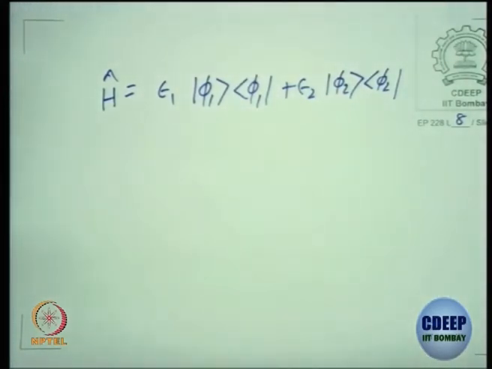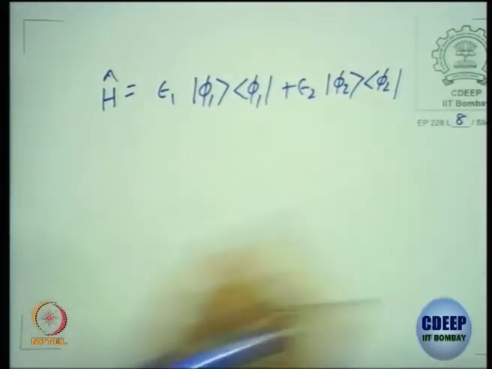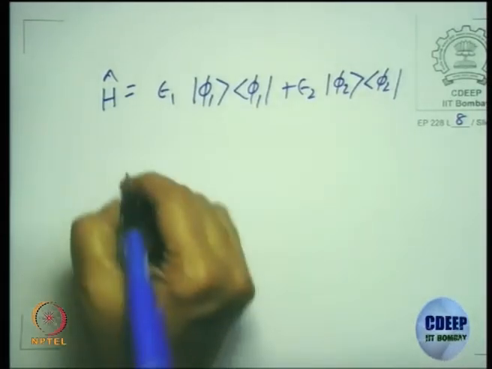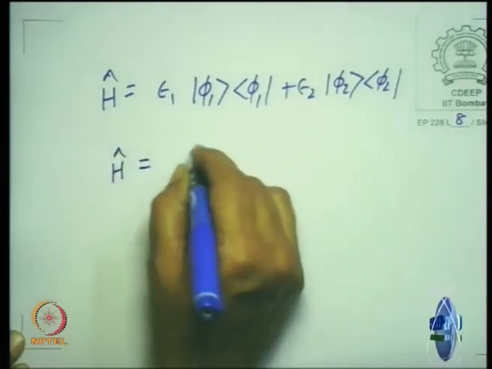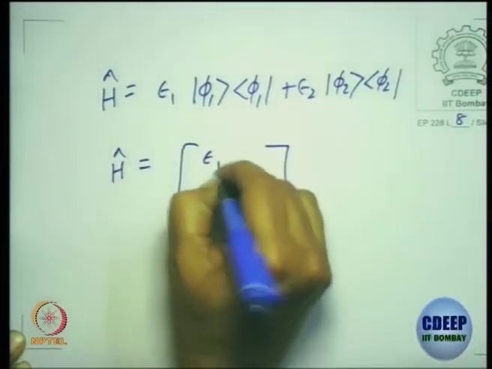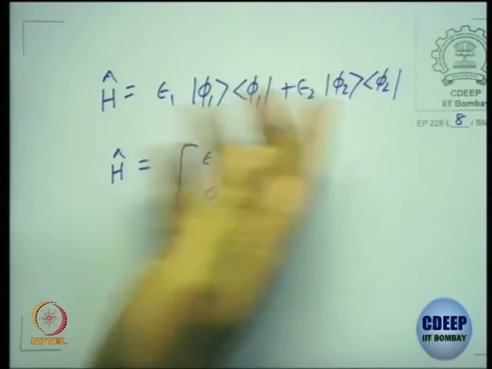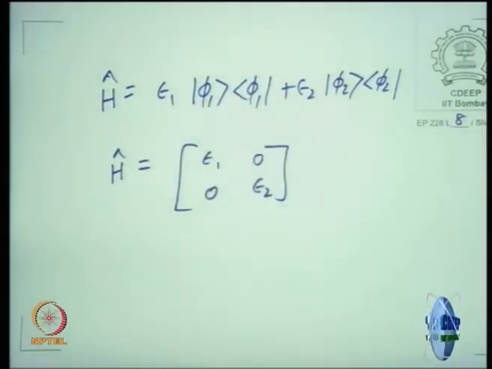What does this mean? These two are like the projection operators. There are no cross terms. So the matrix representation for this can be written as a diagonal matrix with the off-diagonal terms being zero. So you need to be able to read, given any operators in this notation, what it actually means if you put it as a matrix representation. You should be able to read from there whether it is diagonal or off-diagonal.